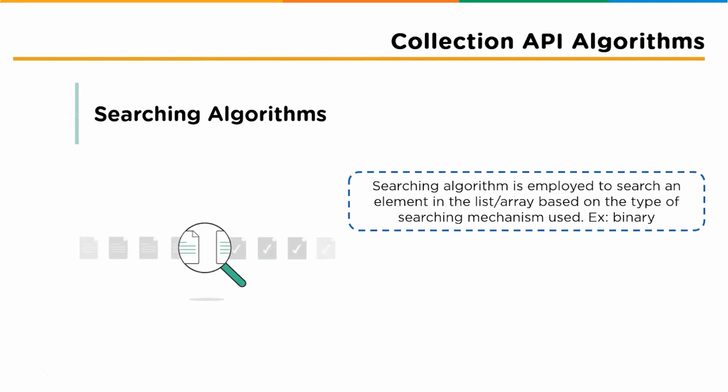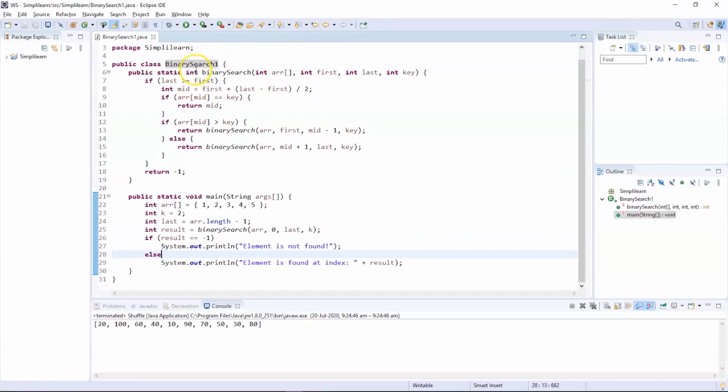Now let's move further and understand the next type of algorithm, which is the searching algorithm. The searching algorithm is employed to search for an element in the list or array based on the type of searching mechanism used. For example, let's use the binary search. You can see a program on my screen which is an example for binary search. We have the elements 1, 2, 3, 4 and 5 in our array. Now what we are going to do is search for the key element 2 in our array using the binary search algorithm.